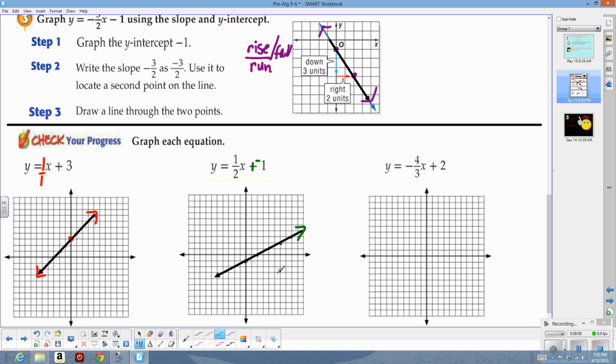Basically, again, what this means is that any point, if I were to take the ordered pair of any point on this line, if I were to plug in the x value and the y value, it would work out and have the two sides being equal.